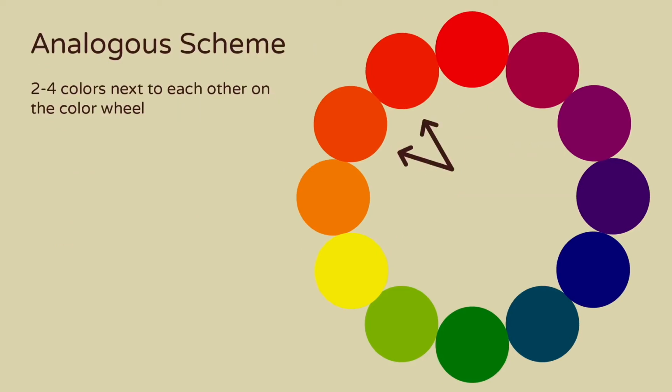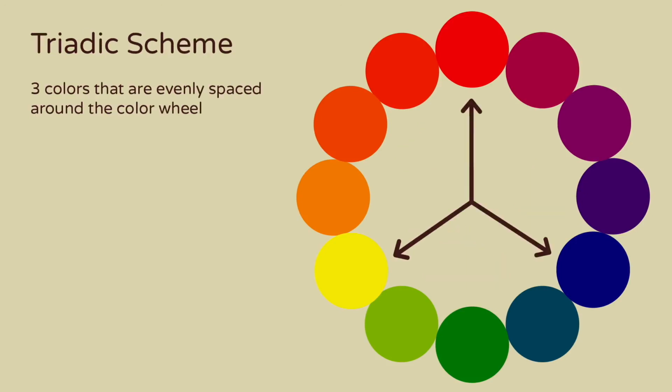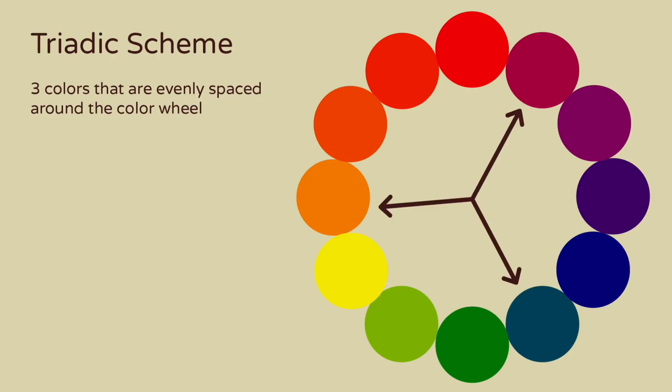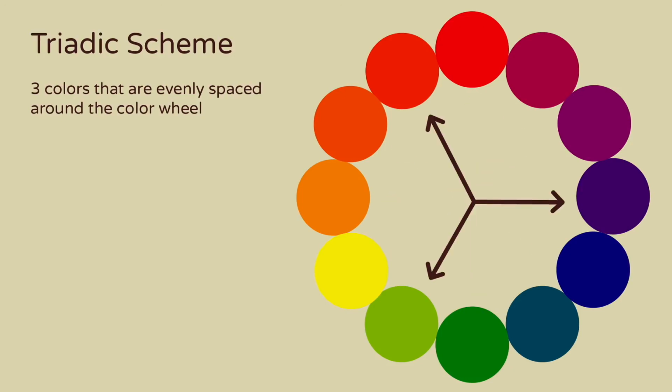An analogous color scheme is made up of 2 to 4 colors sitting next to each other on the color wheel. These are just a few examples of analogous color schemes. A triadic color scheme is made up of 3 colors that are evenly spaced around the color wheel. Again, these are just a few examples of triadic color schemes.